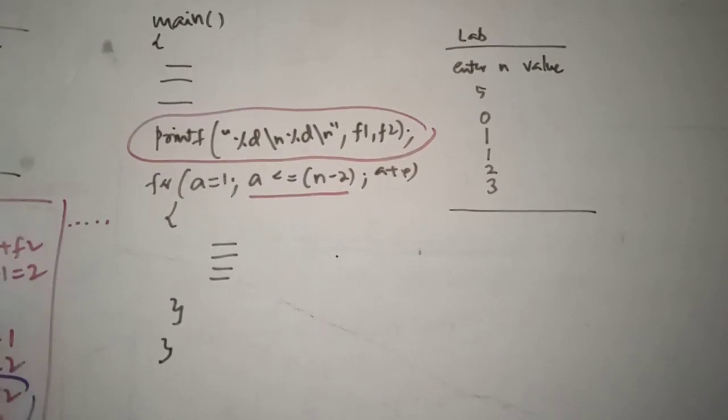Look at this lab. Enter n value 5: 0 1 1 2 3. Now a few people will ask you to print 0 1 also. They are the initial numbers, and based on your requirement you can select either method 1 or method 2.